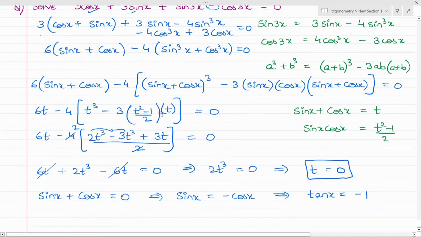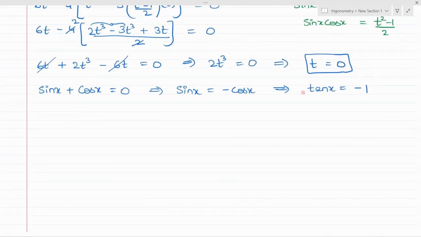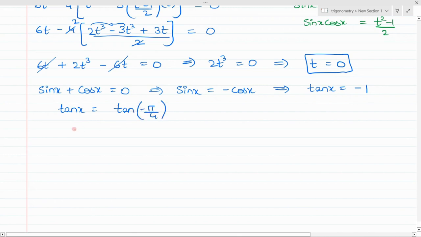If you remember, we have discussed this general solution in the previous question. So it becomes tan x is equal to tan of minus pi by 4. So the solution will be x is equal to n pi plus alpha. Alpha is nothing but minus pi by 4 and n belongs to I. So this is the general solution for the given question.